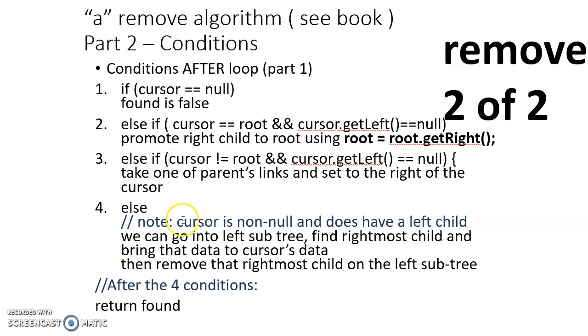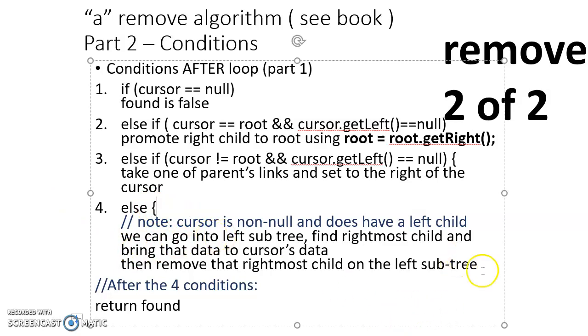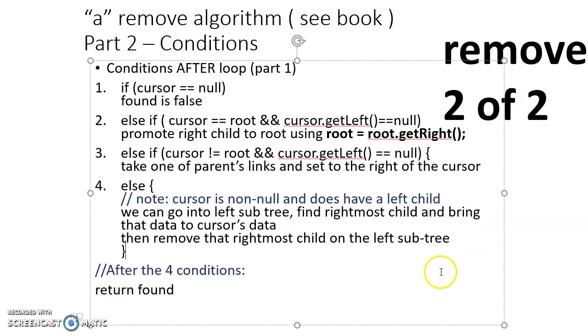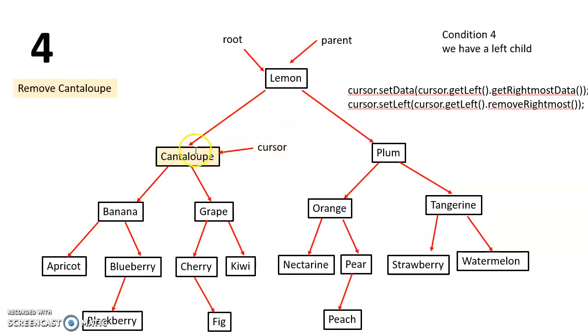So then the final thing, the trailing else. I'll do curly brace, and we're going to have the block of code here, and it says go into the left subtree and find the rightmost child, bring that to the cursor's data, then remove that rightmost child in the left subtree. What? Okay, so the condition we have, when we get down to here, well, we're going through the conditions.